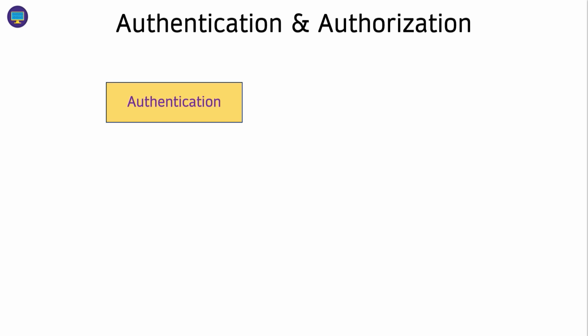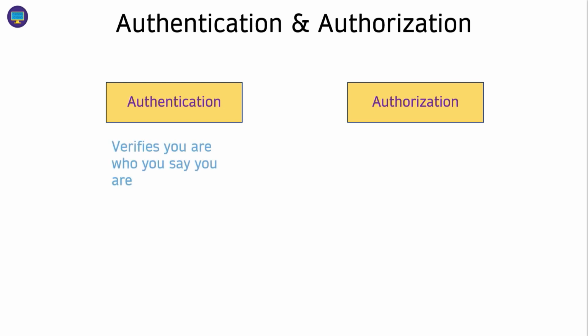There are two very important aspects of application security that I want to talk about here, because you really need to understand the difference between the two. The first one is authentication, and the second one is authorization. It's very important that you understand what authentication is and what authorization is. It's very simple, but you really have to understand it. So what is authentication? Authentication is really validating your credentials. It just verifies that you are who you say you are.